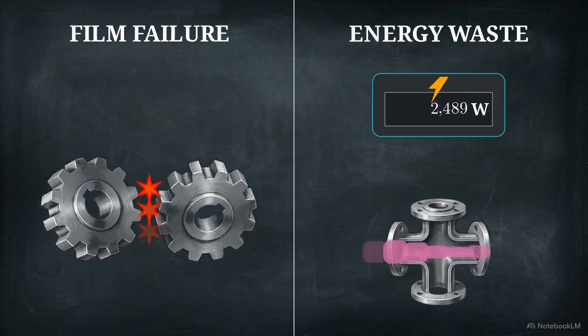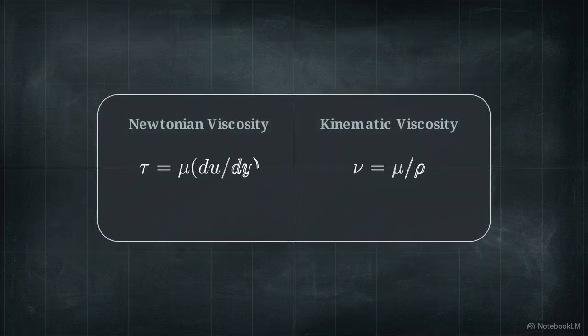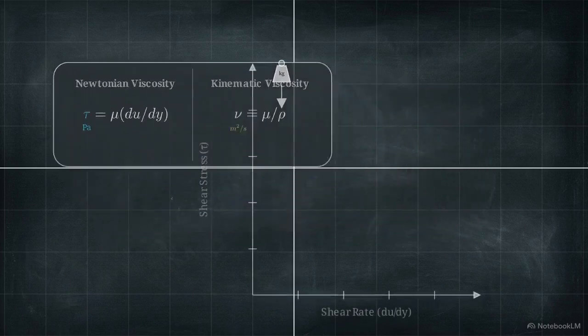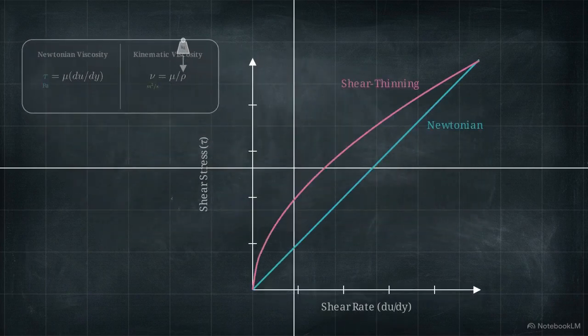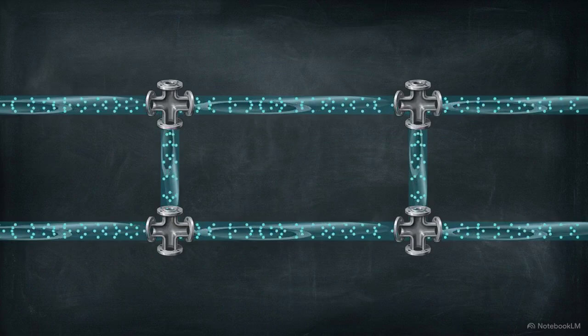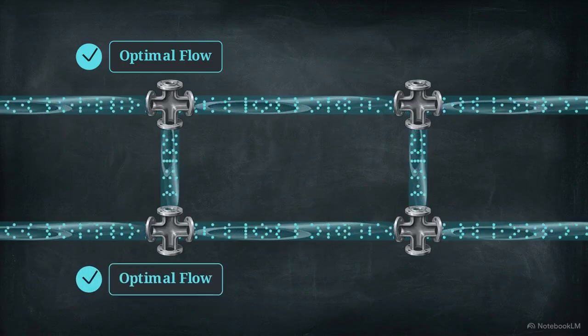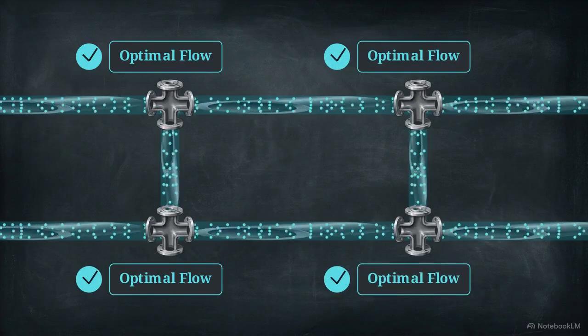This final cheat sheet organizes the core mechanics. We have Newton's law for calculating shear stress in pascals and the kinematic equation to account for gravity and density in square meters per second. By calculating velocity gradients and mapping out how shear stress scales with different materials, engineers can precisely tune their systems to keep even the heaviest industrial fluids flowing smoothly.